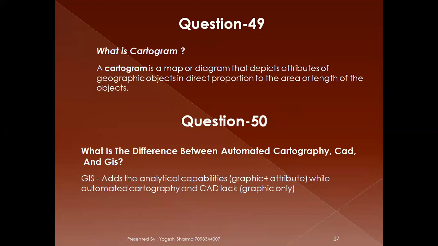What is a cartogram? A cartogram is a map or diagram that depicts attributes of the geographic objects in direct proportion to the area or length of the objects. What is the difference between automated cartography, CAD, and GIS? GIS adds analytical capability because, as everyone knows, GIS is the combination of spatial as well as non-spatial, or we can say graphics and attributes. While automated cartography and CAD are more inclined to graphics only.